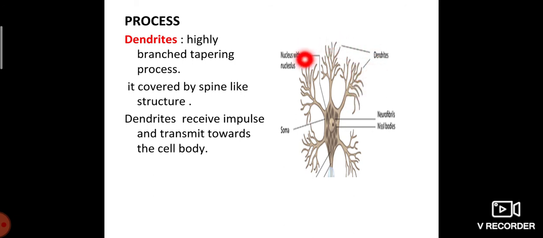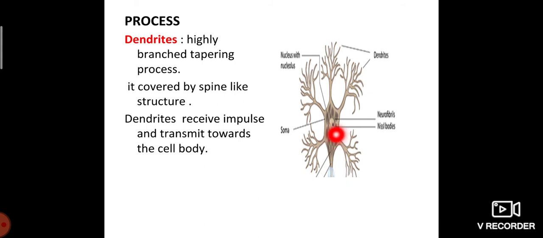Taking the dendrites, they are highly branched with tapering processes. They have spine-like projections. Functionally, the dendrites receive impulses and transmit them towards the cell body. So the function of dendrites is to receive impulses from a part and carry them to the cell body. Here comes the synapse with the neighboring axon, from where it takes impulses which reach the cell body.